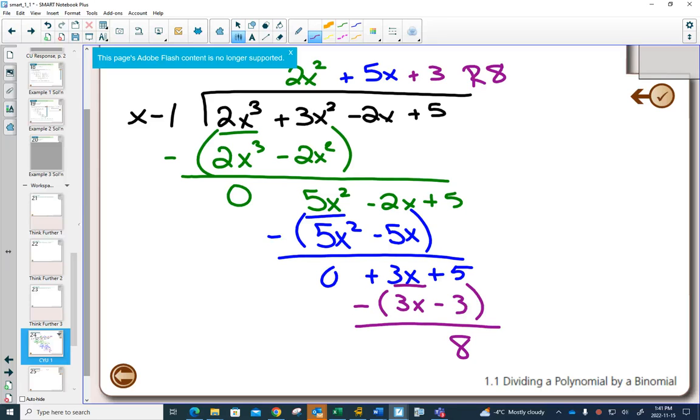And so now we know that if I multiplied x minus 1 times this, I would get this very close, except for the last number. I'd have to add 8 to make it work. It doesn't work out perfectly. So this tells me that x minus 1 is not a factor, because it has a remainder. But if there was a remainder of 0, then we would know it is a factor.